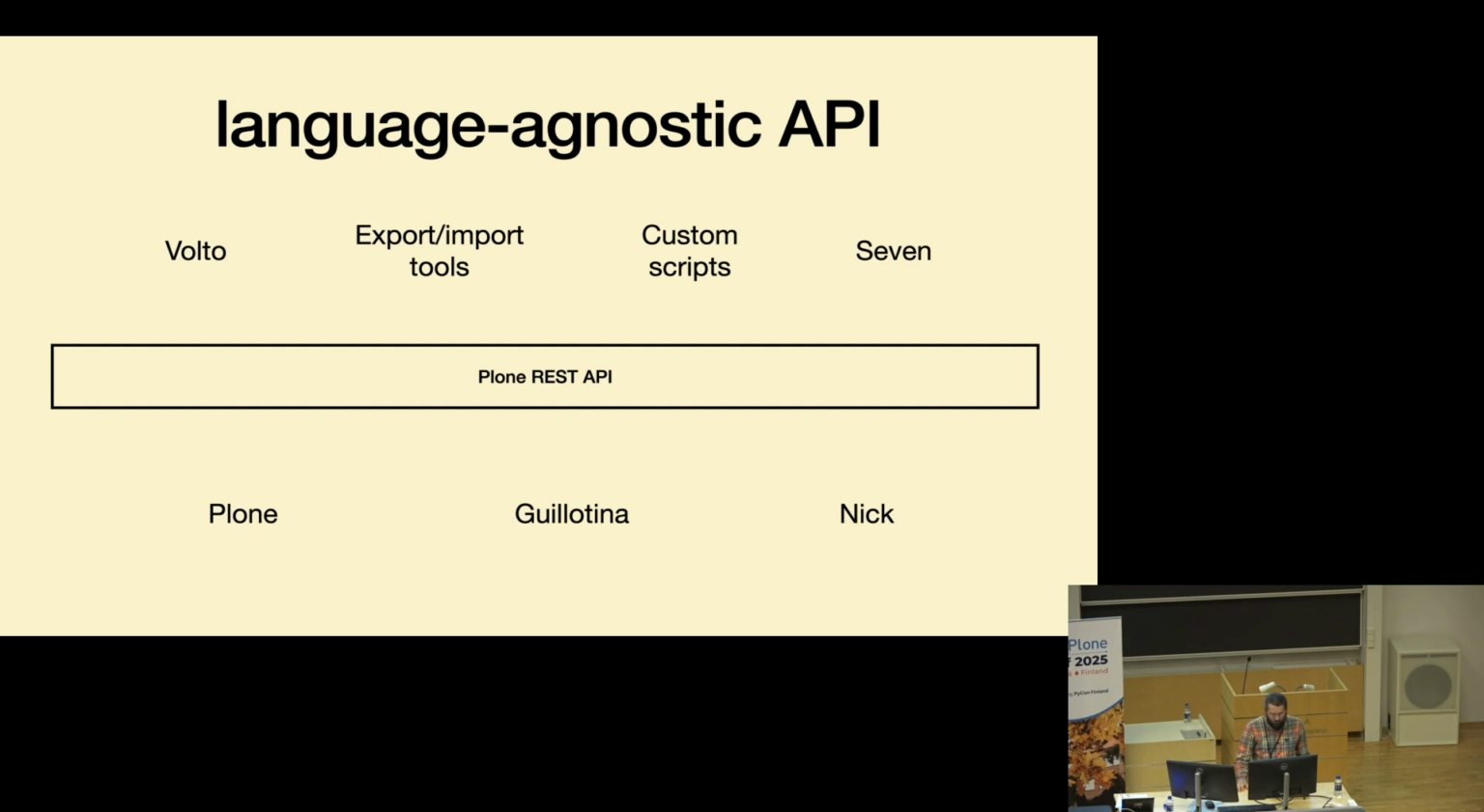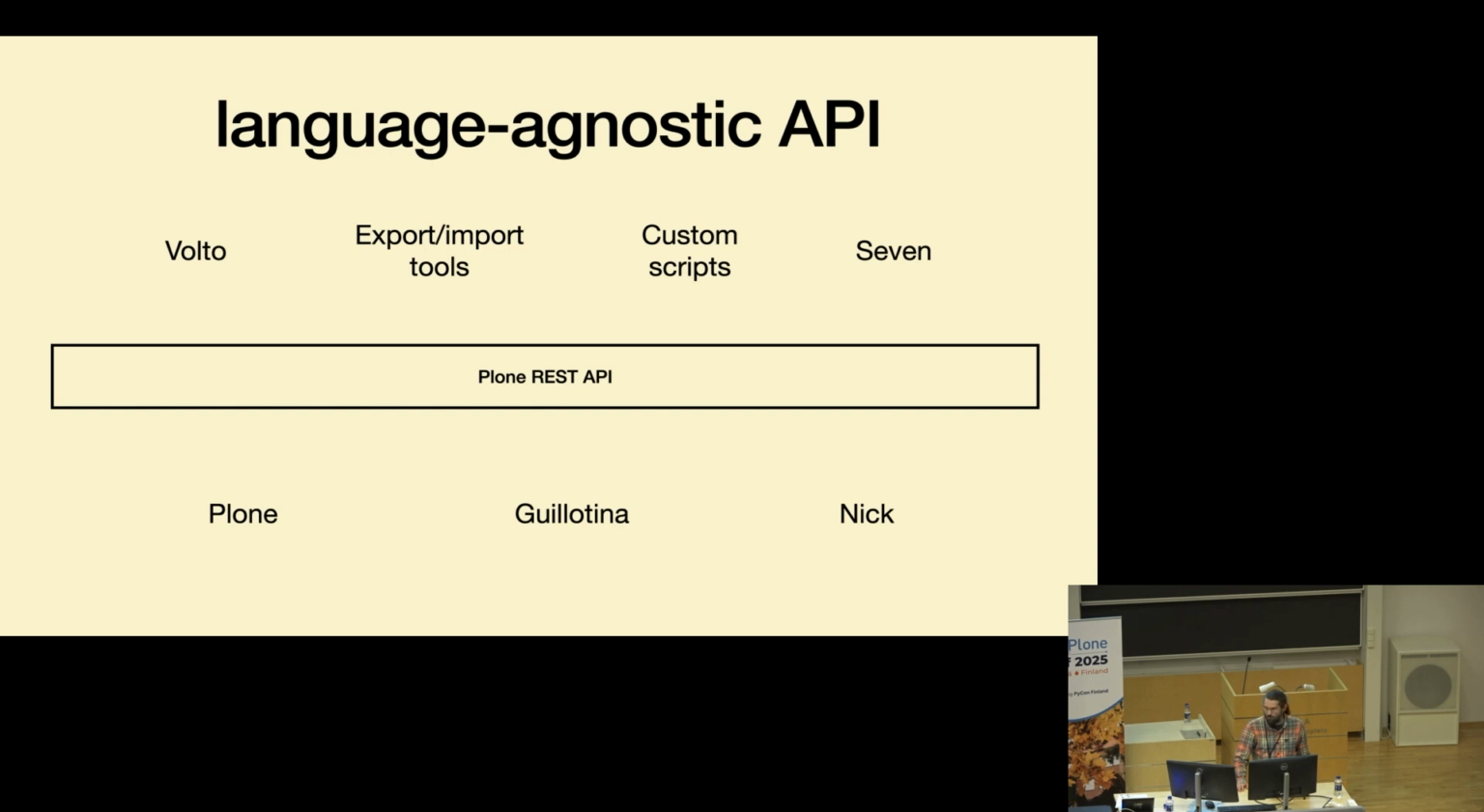So the goal with the API is to have a standard set of endpoints, a standard representation of your content, and then you can have different consumers like Volto, but also now 7 will be another one. Collective.export-import, plone.export-import are both using the REST API. You can write your own custom scripts that use it.